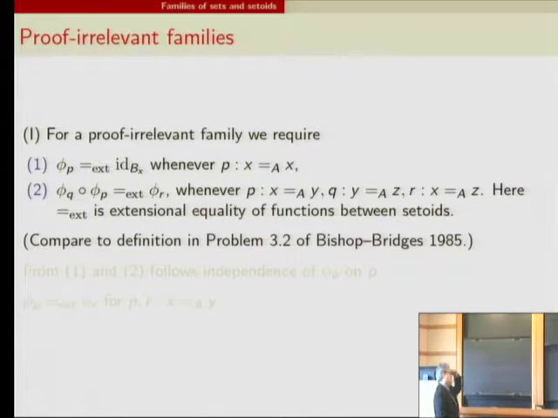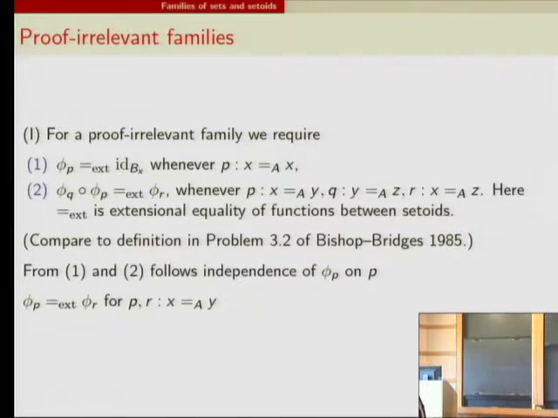Okay, and for the proof irrelevant family, this was actually a known thing from constructive texts on mathematics. If it's a proof that x equals x, then it should be the identity. And otherwise, it should satisfy this functorial law here. So if you go from x to y, y to z, it should be the same as going from x directly to z by any means. And from this, it follows that independence, as I stated it.